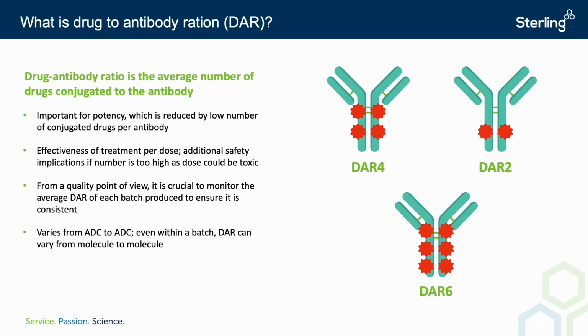For manufacturing purposes, monitoring and controlling the DAR is often expressed as the average DAR. This will be the average of all the DAR species produced within a batch. The average DAR must be consistent between manufacturing batches, as the average DAR has multiple implications for the ADC, being important for potency, as a low number of conjugated drugs per antibody can reduce the effectiveness of the treatment per dose, and safety implications as well. If the number is too high, the dose could be toxic, as there are too many drugs attached.